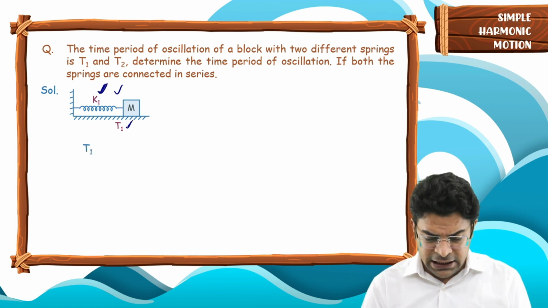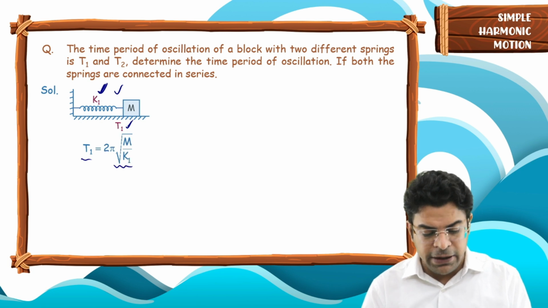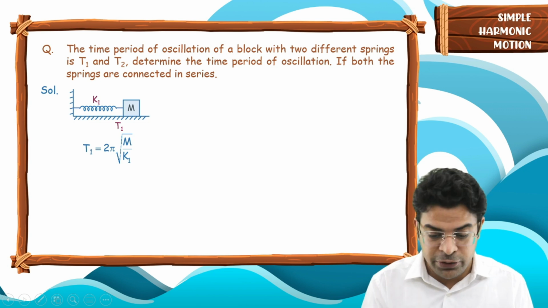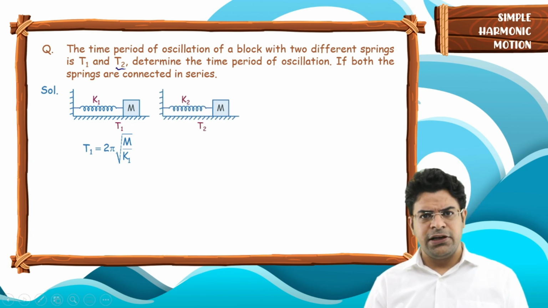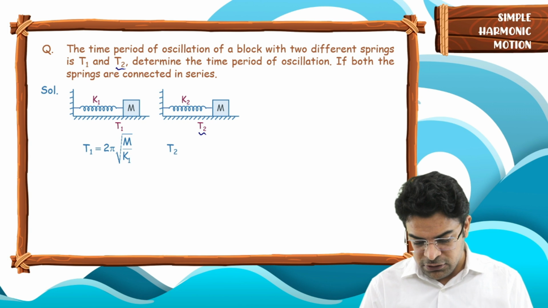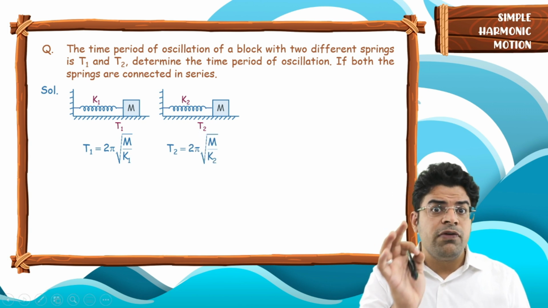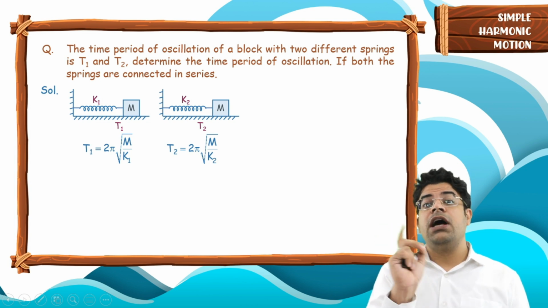So you will say that T1 has to be equal to 2 pi under root m by K1. Now the same block when connected to the second spring oscillates with a time period T2. So visualize the second case. Now you will say T2 equals 2 pi under root m by K2. They are asking what will be the time period when both the springs are connected in series.